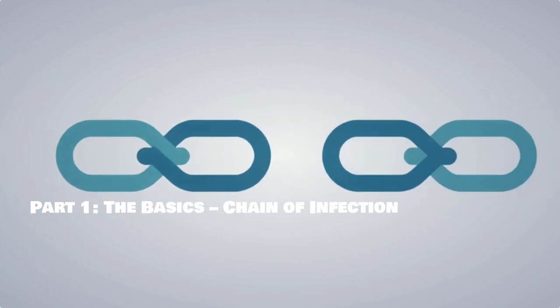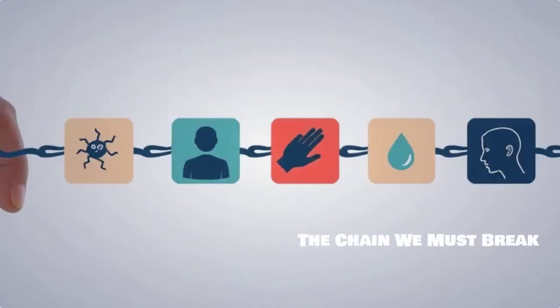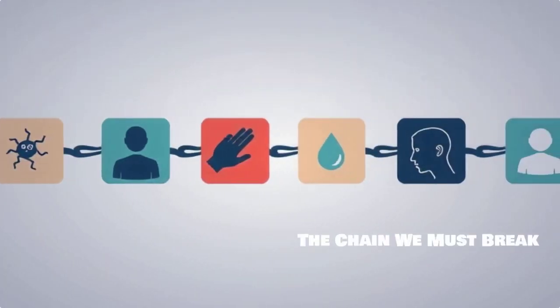Infections don't spread by accident. They follow a predictable pattern called the chain of infection. In this video, we'll walk through each link in that chain and show how your actions can stop infections before they start. Think of infection as a chain with 6 links.